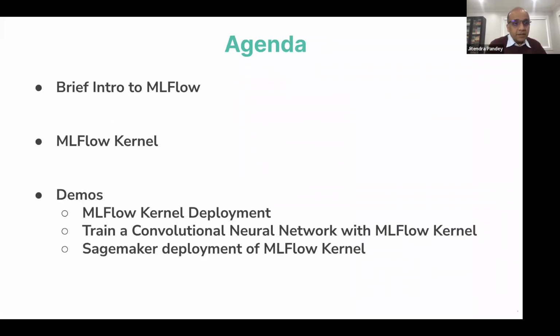So, the agenda for today. First, I'll talk about MLflow and what it offers us. Then we will come to the main topic of the call today, the MLflow kernel, the key motivations behind it, and how we implemented it. And then we will dive into the demos. First, I will show the MLflow kernel deployment in a Jupyter Lab environment. Then we will train a convolutional neural network within the MLflow kernel, which will demonstrate the capabilities of the MLflow kernel. And in the end, we will also cover the SageMaker deployment of the MLflow kernel, which will be useful for folks who are using SageMaker in the AWS environment.